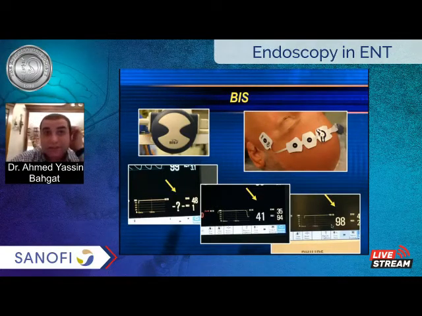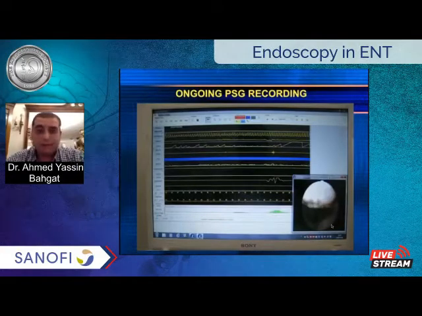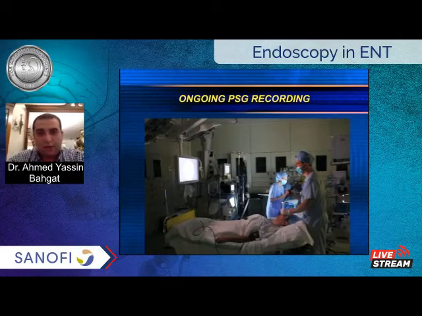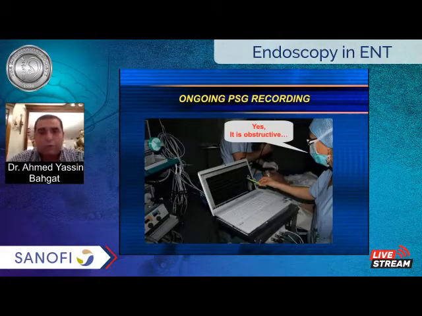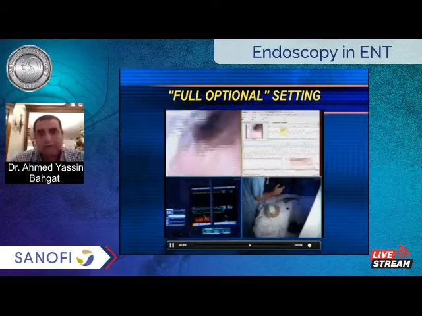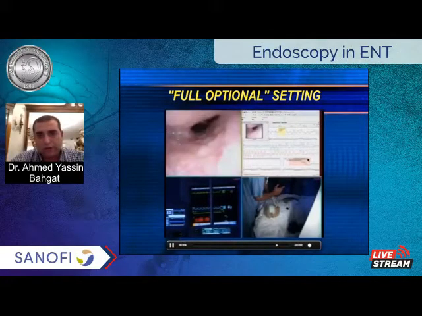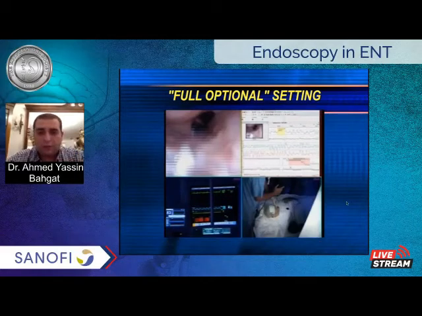When the BIS number is 50, 60, or 70, now you can look at the airway. This is the patient while asleep. This is a good time to watch. Or if you have a sleep study, polysomnography, you can do the endoscopy like that, watching the findings here, and you have a sleep physician with you. When you see a collapse in the endoscope, the sleep physician can tell you, yes, this collapse is obstructive sleep apnea. So this is a full optional sleep endoscopy. You can see the findings on the monitor screen, the saturation and BIS. Here is the polysomnography, and you can judge during the patient's apnea, and from the external view see the paradoxical breathing during obstructive apnea.